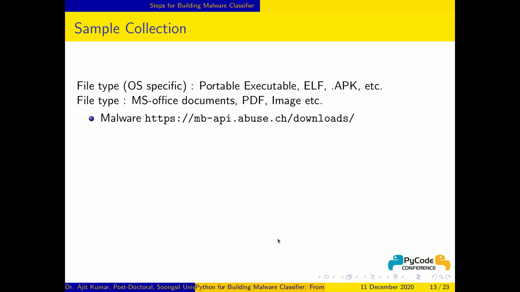So as I say, we can work on Windows malware, that will be on portable executable file. We can work for Linux, that will be ELF. If you are building some malware classifier for Android mobile, then you will look for APK file. Or if you are looking for some document based malware, then you will be working with MS Office documents like Word and Excel. If you are building a PDF malware classifier, then you will be looking into PDF file format, image.